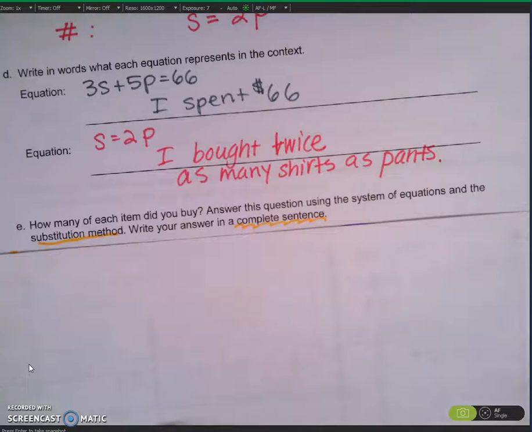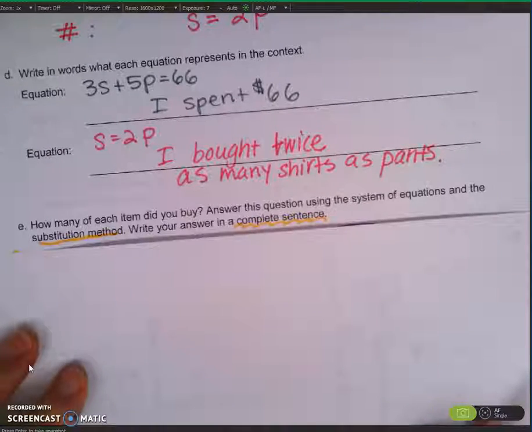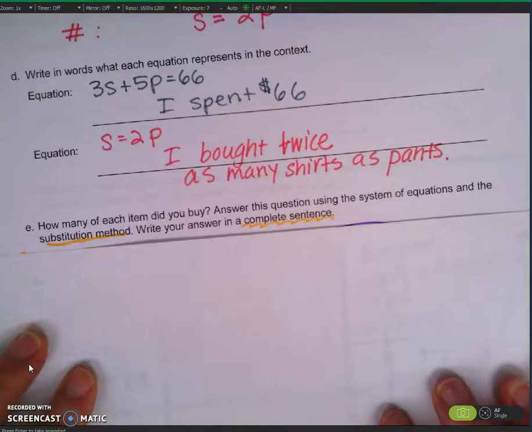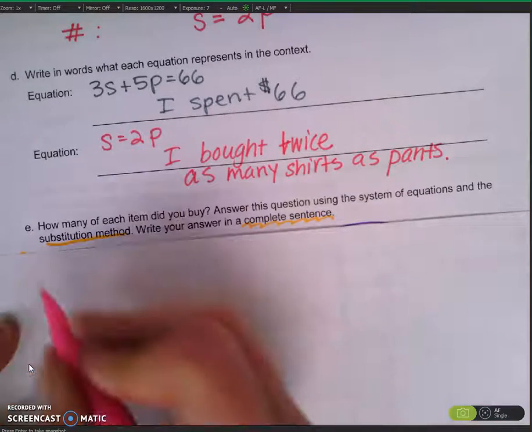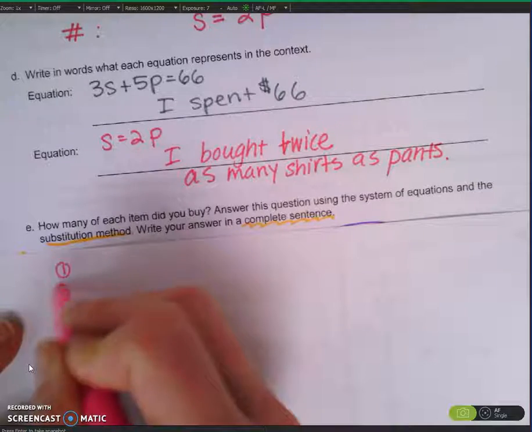Okay, so taking a look at E, how many of each item did you buy? Answer this question using the system of equations and substitution method. Write your answer in a complete sentence. So taking a look, I want to rewrite my system 1 and 2.